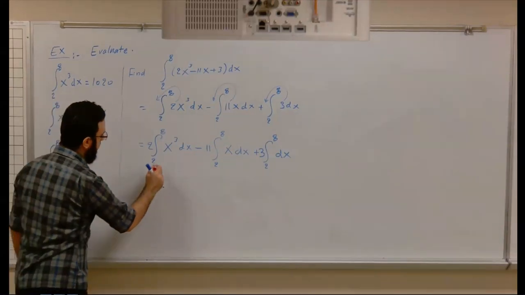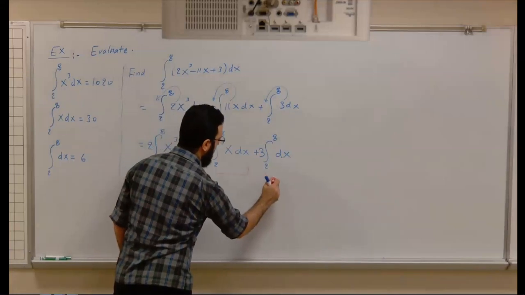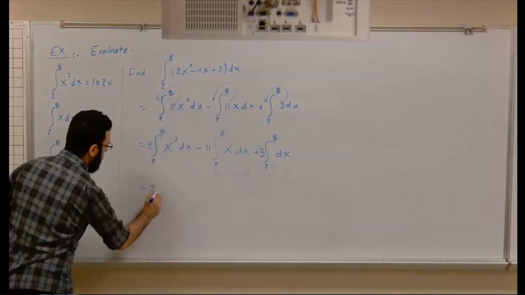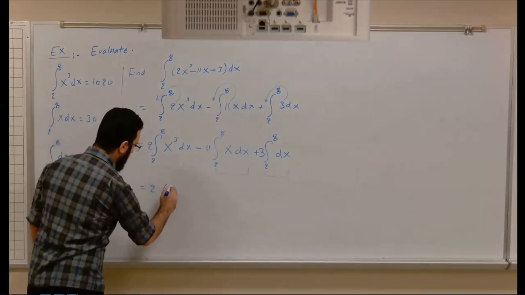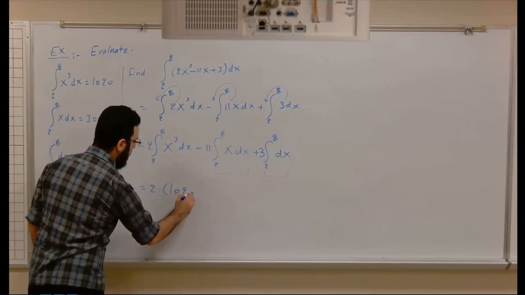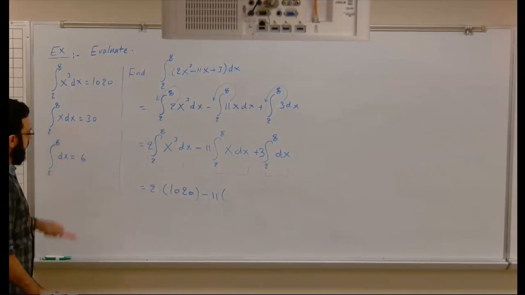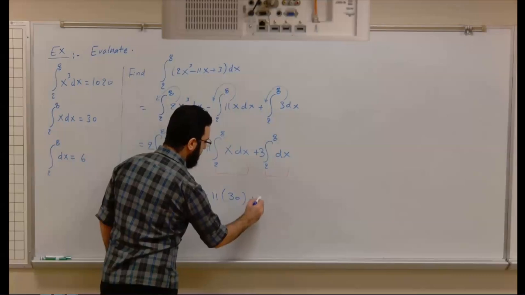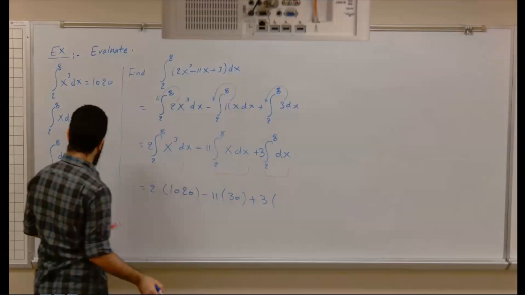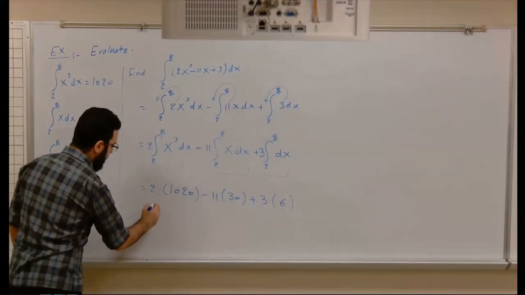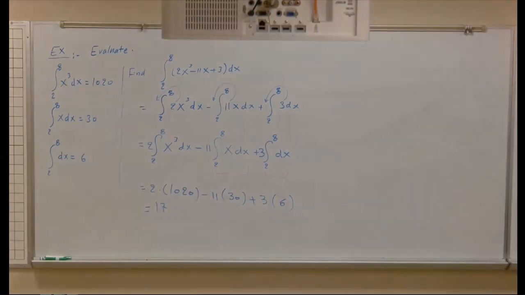Again, we have the integral here, and we have the integral here, and we have the integral here. That means it's going to be the x cubed integral, which is 1020, minus 11 times the x integral, which is 30, plus 3 times the dx integral, which is 6. It will be 1,700.